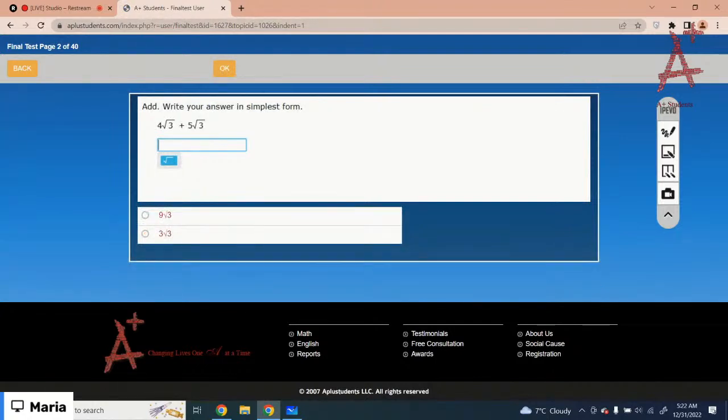Okay, add, write your answer in simplest form. Got it? So they have the same radicals. So just take the radical common and you can add their coefficients. So which is the correct option? It would be 5 plus 4 is 9 square root 3. Got it? The correct option is 9 square root 3. Just select the correct option, then click on the OK button.